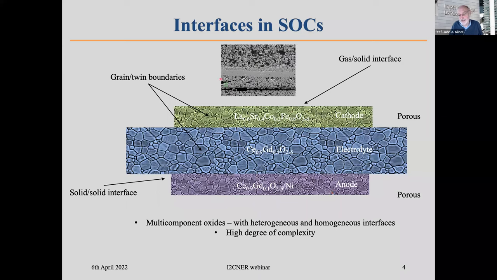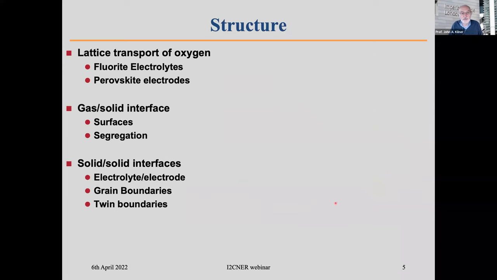And here's a typical example, just a micrograph through a solid oxide cell with the dense electrolyte layer, an electrode layer above and below, and then some form of support, be it on the anode or the cathode side, or even a metal support. Again, a very high degree of complexity in this all ceramic device.